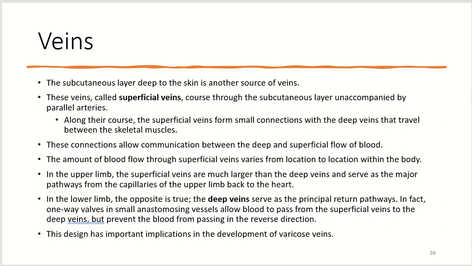And this is the case so much that the one-way valves in these small anastomosing veins are going to allow blood to pass from these superficial veins to those deep veins, and they're also, however, going to prevent the blood from passing in the reverse direction. So this design is really important because it's going to have really important implications for the development of those varicose veins that we just looked at.